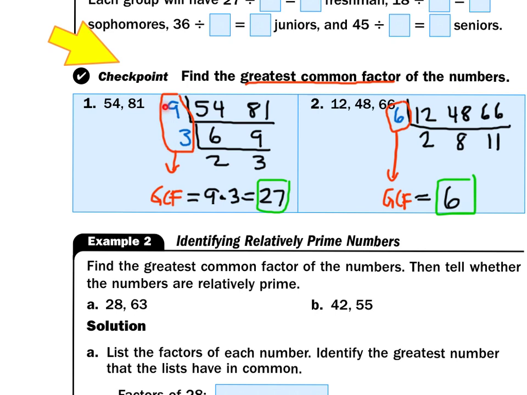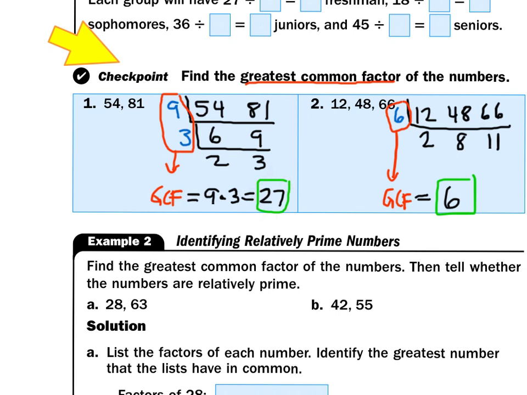So then I just look straight up and down. That's where my GCF is. And so I wrote GCF equals, and then you just multiply the numbers that are outside. 9 times 3 would give me 27. So the greatest common factor of 54 and 81 is 27.